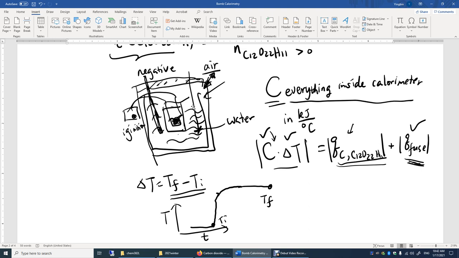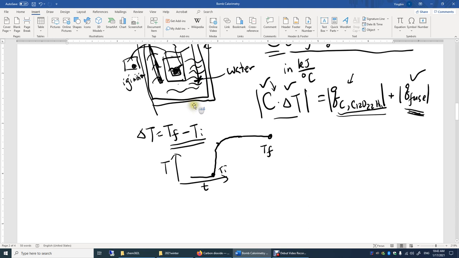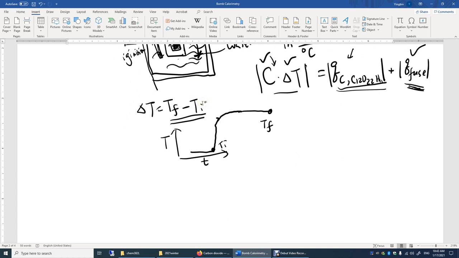If heat flows into the calorimeter, and then when we draw our thermogram, temperature versus time, we should observe a slightly positive slope before we even ignite the sample. And then at this point, we ignite the sample, and then temperature goes up and reaches T final. So this is when we ignite the sample, this is the final temperature, right? But over here, pay attention here. The temperature may increase due to the heat flow from the room air to the calorimeter.